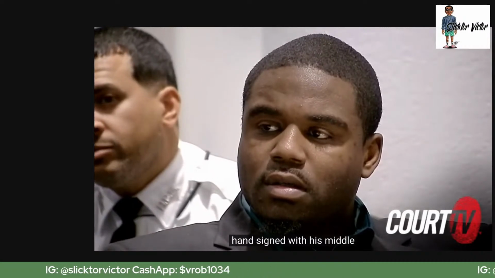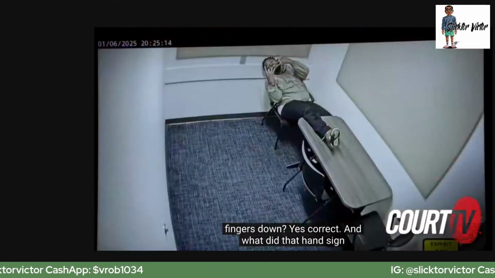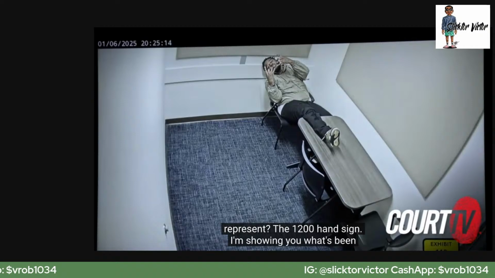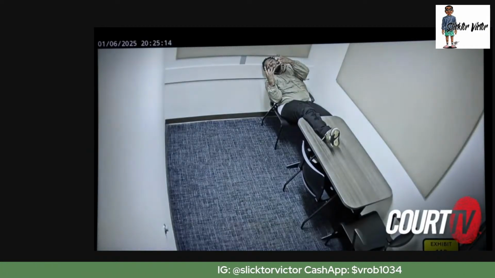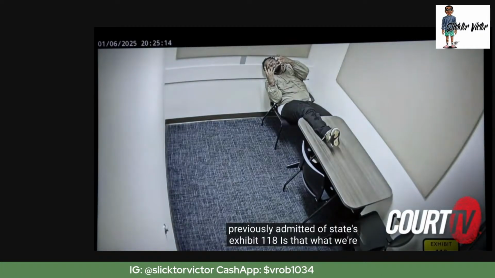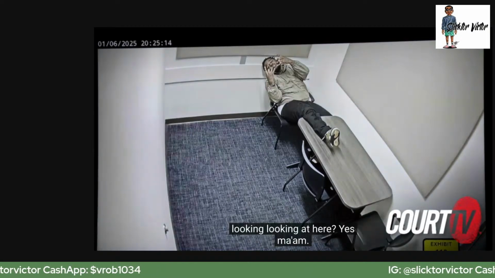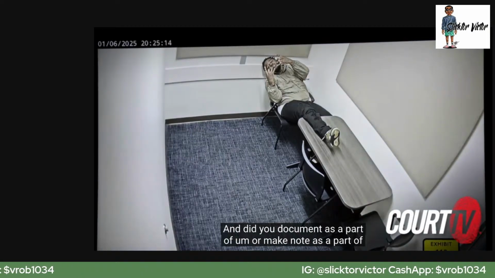I'm showing you what's been previously admitted as State's Exhibit 118. Is that what we're looking at here? Yes, ma'am. And did you document, as a part of Mr. Davian Murphy's gang documentation or record, that he had made this hand sign? That's correct.